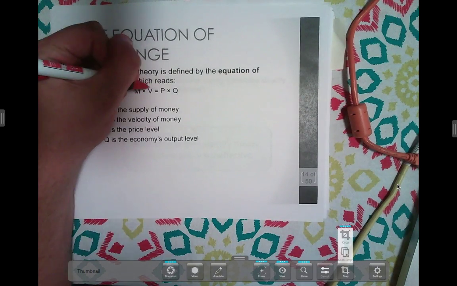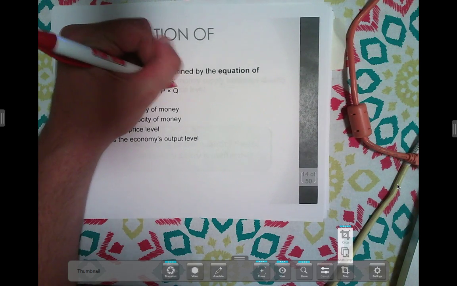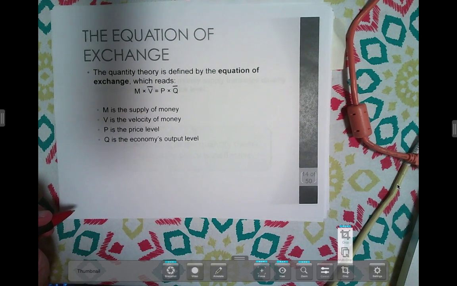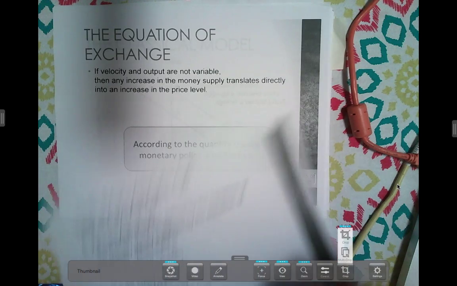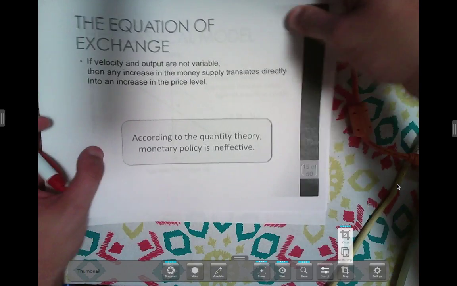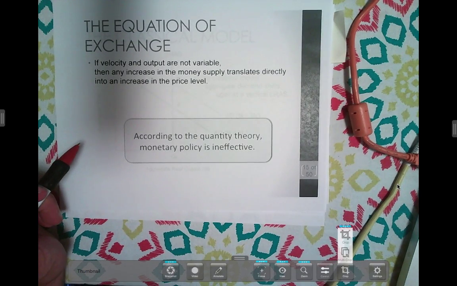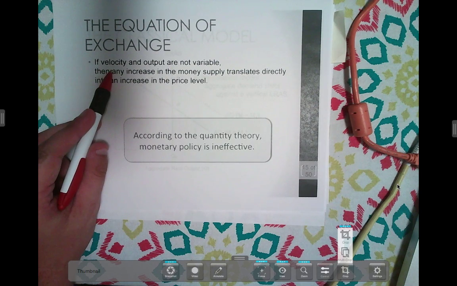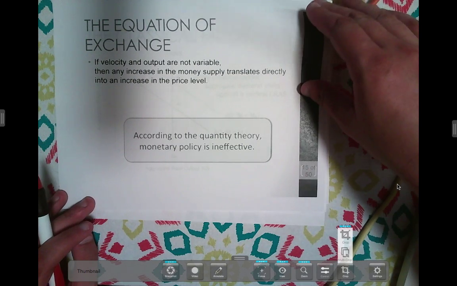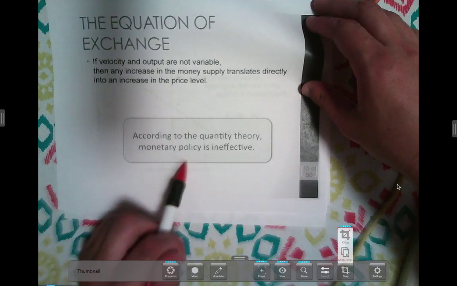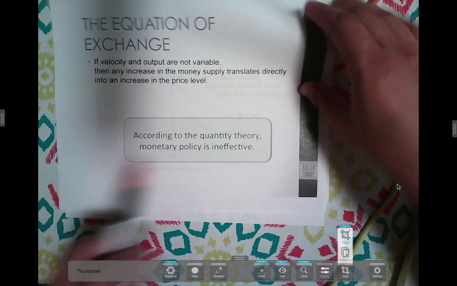And that's exactly what you see here. Again, the assumptions are that we hold the velocity constant and the Q constant in the long run, so that money changes prices. And over three slides, I have just told you what I told you in one slide. If velocity and output are not variable, then changing the money supply directly changes the price level, which means monetary policy would then be ineffective.